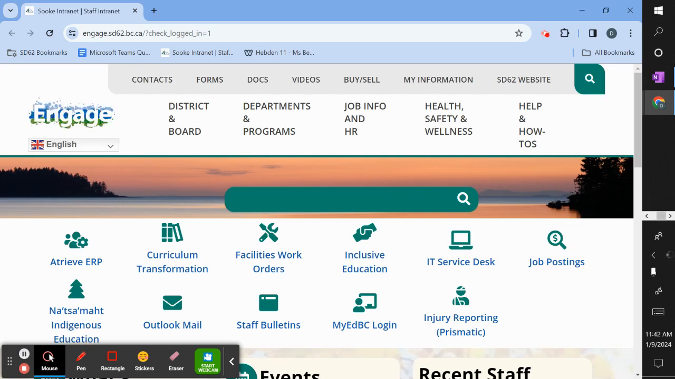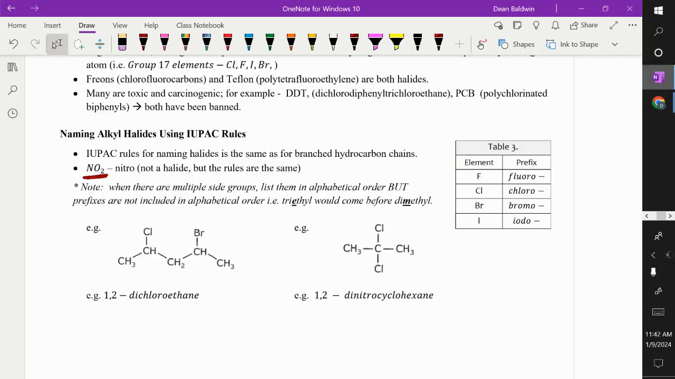So we're going to add halogens: fluorine, chlorine, bromine, iodine, which have the prefixes fluoro, chloro, bromo, iodo. And if it's an NO2 group, which I know is not a halide, the same rules apply to it. We call it a nitro. It's the exact same. Okay, you know how to do this. All right.